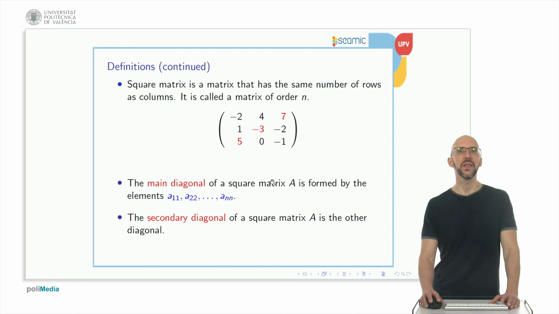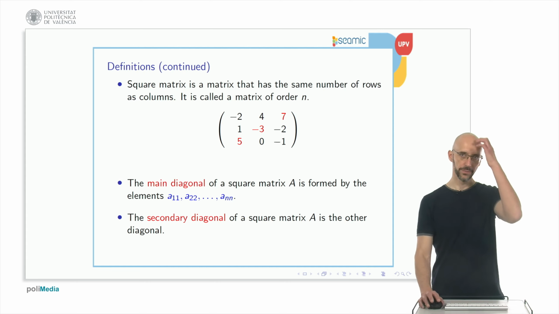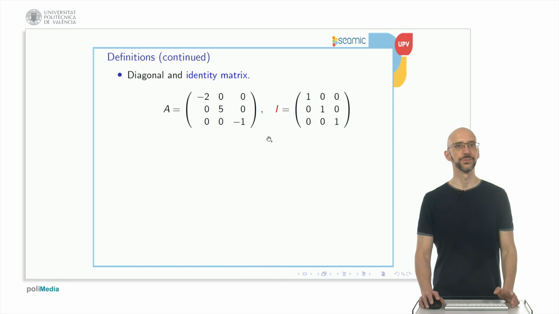What is the secondary diagonal? Just the opposite one, that one. It's 7, -3, 5 in this case. Main diagonal, and the opposite, the secondary diagonal. Piece of cake, I think so.